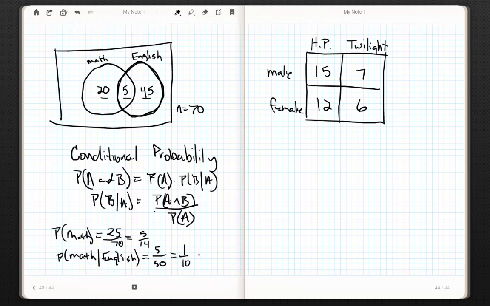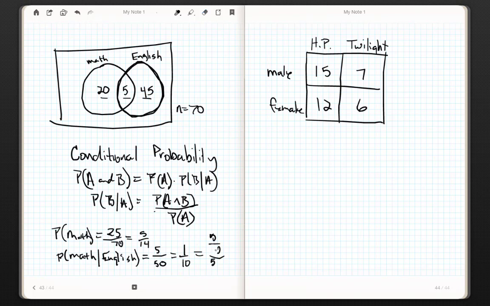Now, watch this. I'm going to use the formula, okay? So the formula says what's the probability of math given English, so the probability of B given A is the probability of a student taking both math and English in the numerator, which is 5 out of 50, divided by the probability of A, which in this case is English. So the probability of English is 50 out of, wait, did I do 5 out of 50? I'm sorry, I meant to do 5 out of 70. Let's back that train up.